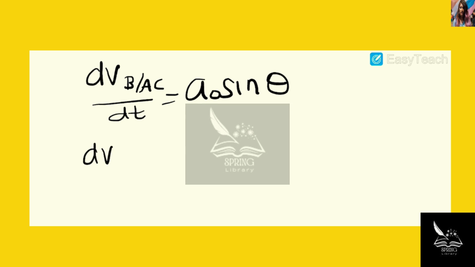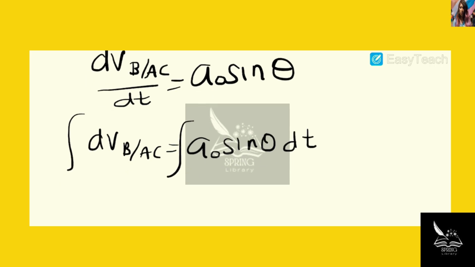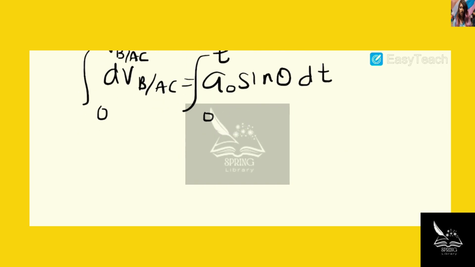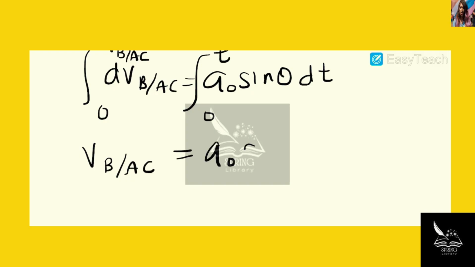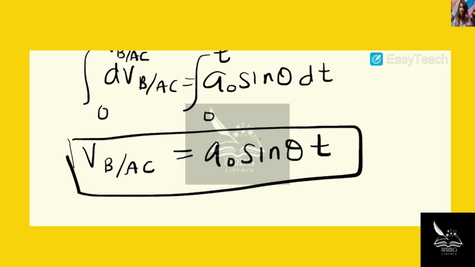So therefore we can say that dVB given AC is equal to A0 sine theta dt. Integrating both sides from 0 to VB given AC and from 0 to t gives us that VB given AC is equal to A0 sine theta times t. So this is one part of our final answer.